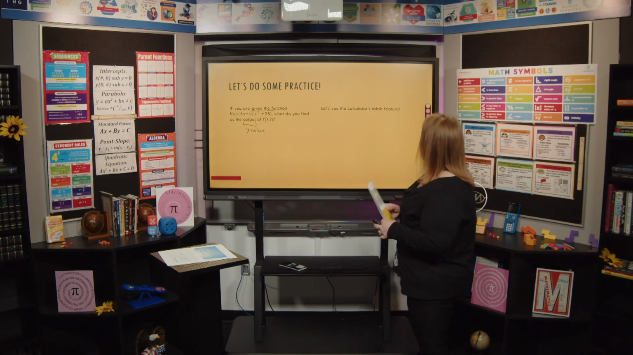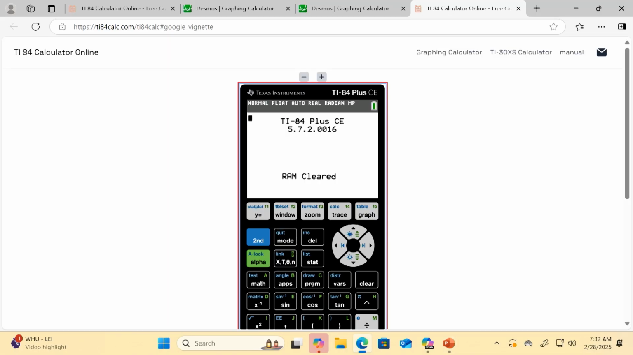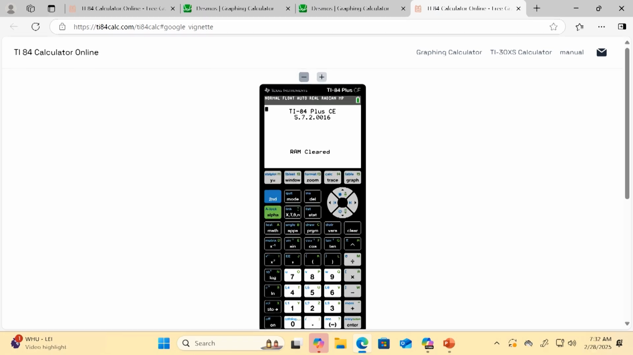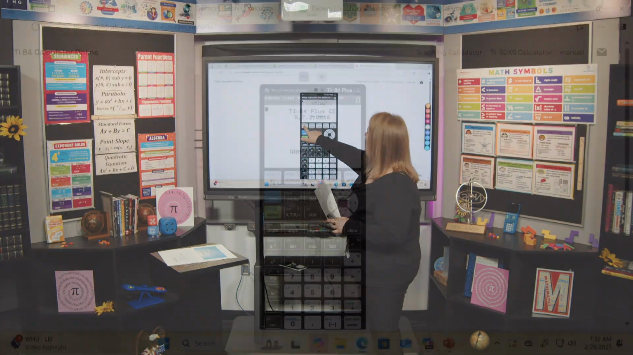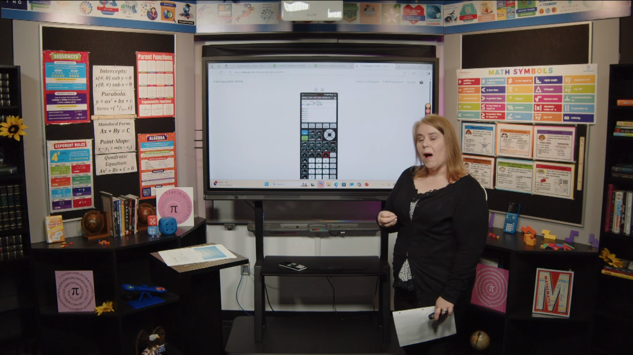Let's go back to our problems now. We talked about how to do Desmos. Now let's look at how we do this with the calculator. So let's go ahead and look at this at the calculator. This calculator should be very similar to the one you're using. So what I'm going to do is I'm going to put that same function in my calculator. I'm going to go to my y equals function. So I've got my y equals. Now let's put in that same function. 5x plus the square root, parentheses, x squared plus 25, close parentheses. So I've plugged it into my y equals function.